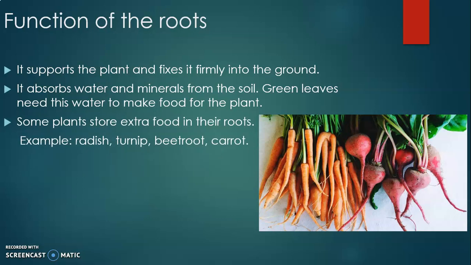And some plants store extra food in their roots. Examples of such plants are radish, turnip, beetroot, carrot. And that is the reason why we eat the roots of these plants, because the food, which is very nutritious, is stored in the roots.